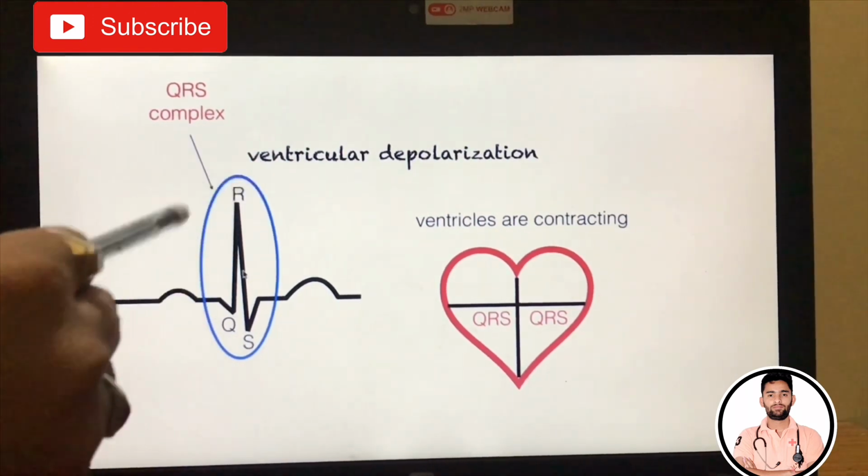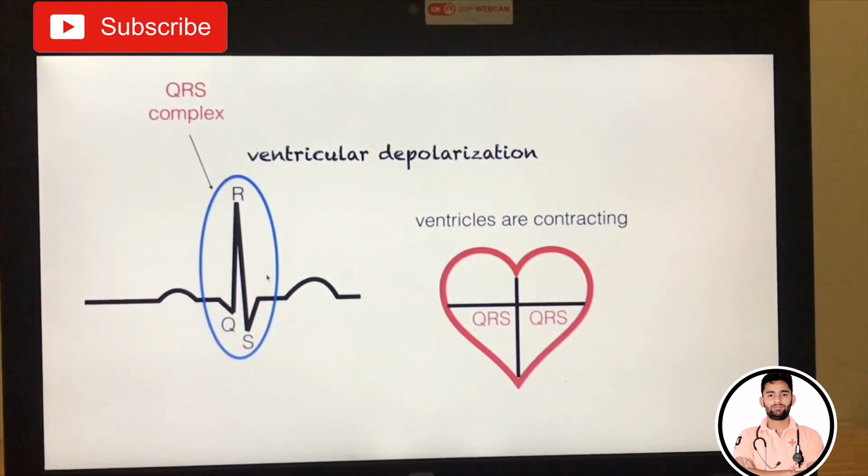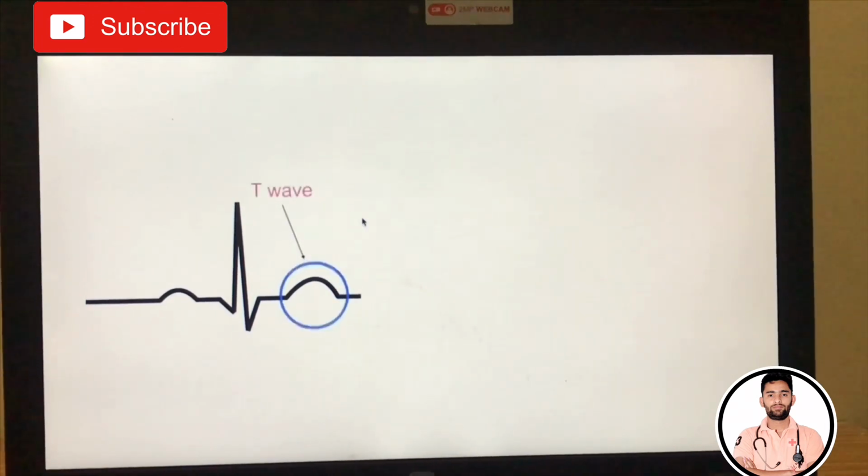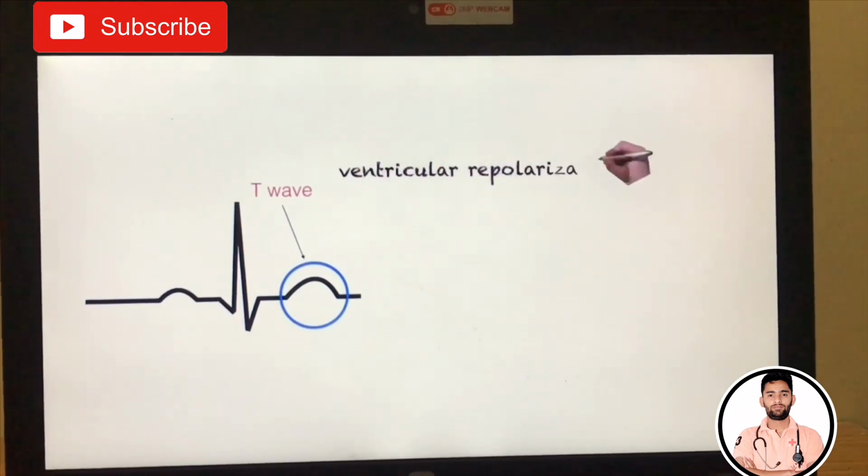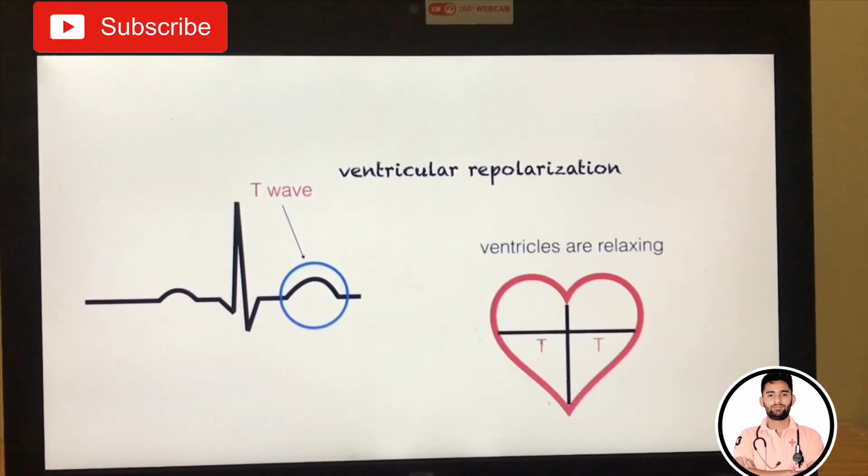So look at the diagram. The QRS complex kind of looks like an inverted V. So V for ventricles. When you see a QRS complex, think about ventricular depolarization. Lastly, we have the T wave. The T wave represents ventricular repolarization. This is when the ventricles are relaxing. Keep in mind, every depolarization is always followed by repolarization.